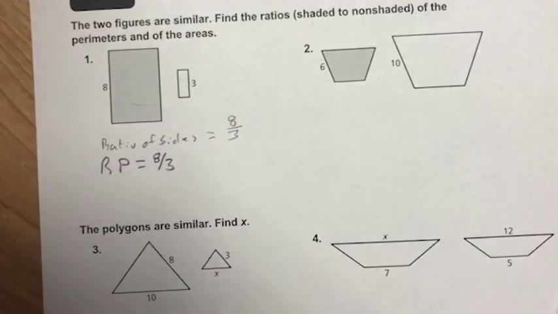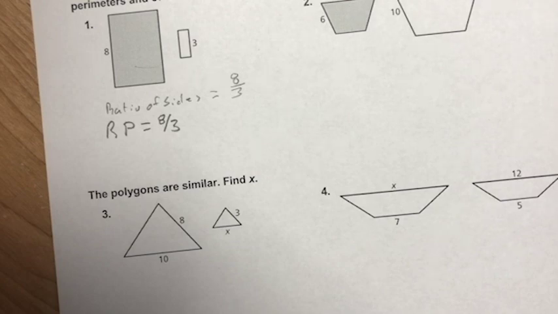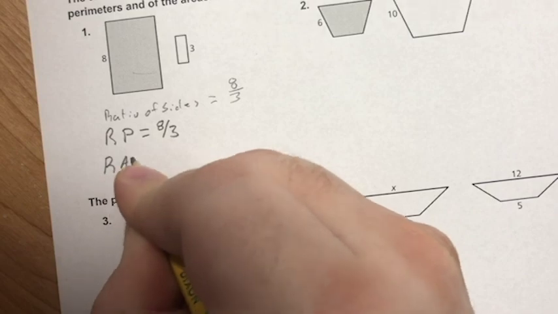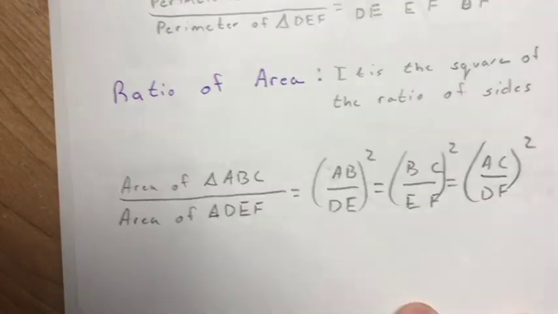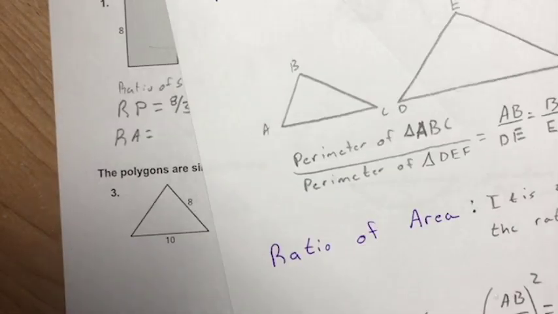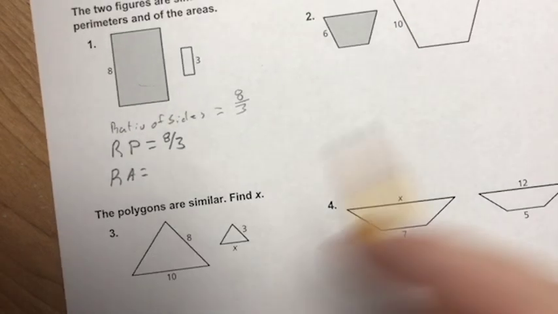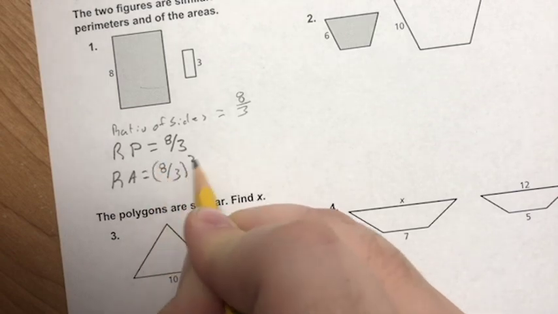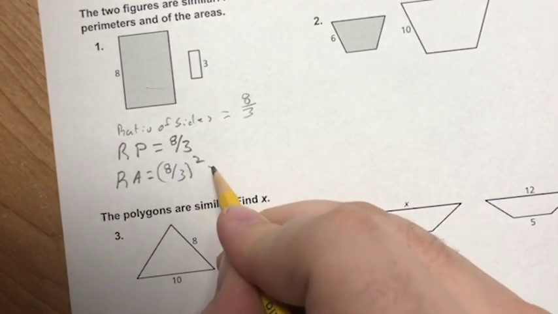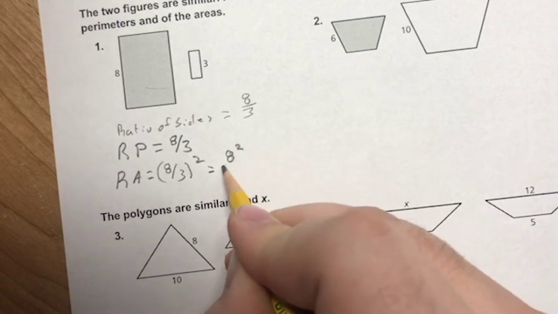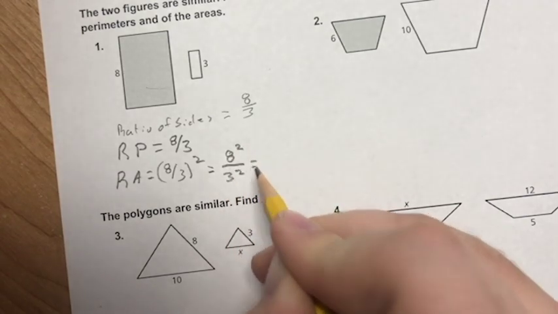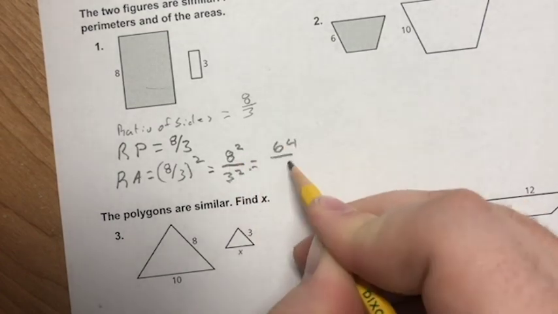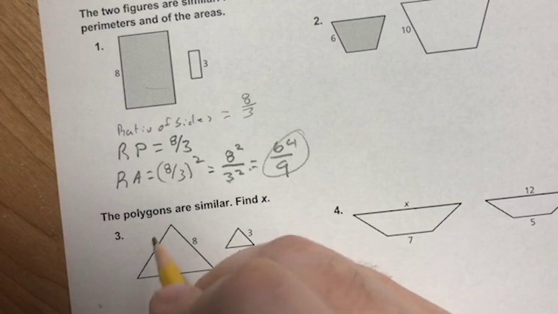8:3. Now this is where it gets just a tiny bit more complicated, not by much. The ratio of the area, according to our definition, is the square of the ratio of the sides. So what it's telling me to do is take this ratio, 8:3, and square it. I'm going to rewrite this as 8 squared divided by 3 squared. I can rewrite it one more time: 8 squared is 64, and 3 squared is 9. And I'm done. That's it.